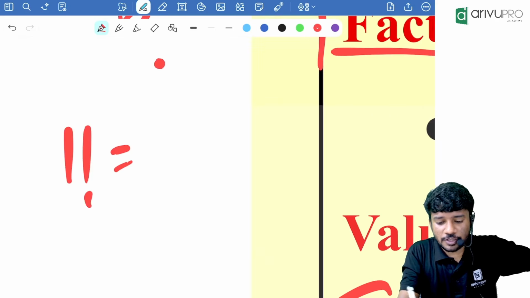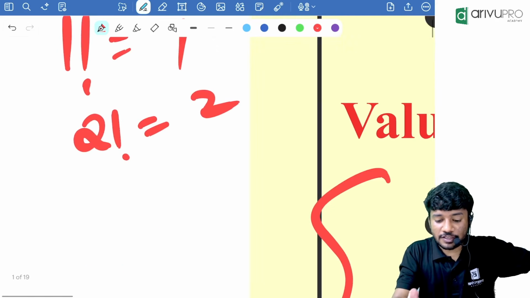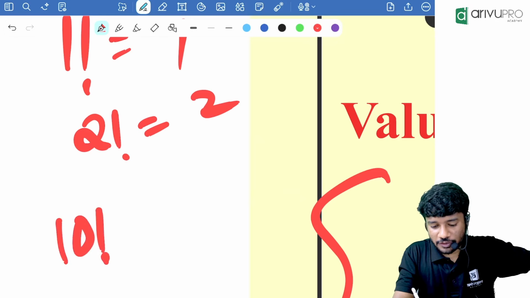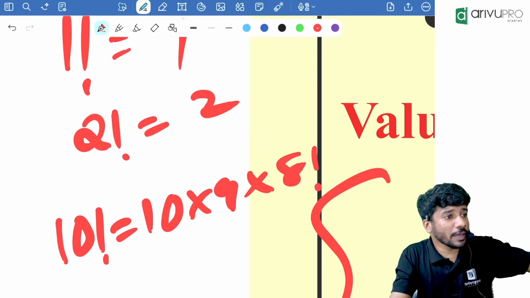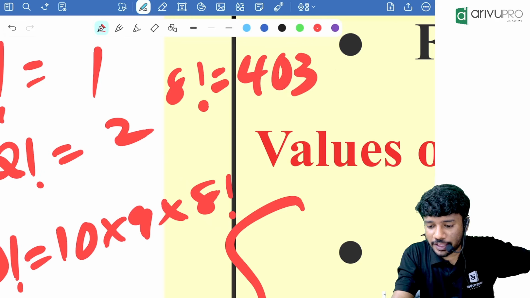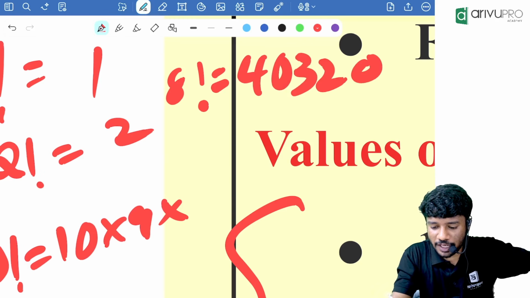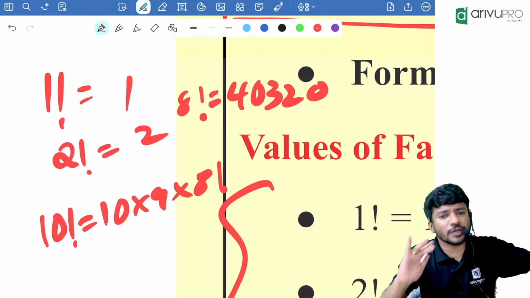1 factorial is how much? 2 factorial is how much? 10 factorial is how much? 10 factorial, you will write it as what? 10 into 9 into 8 factorial. Now my question is 8 factorial is how much? 40320. So you will put that value over here, 40320, and use the calculator to get the answer.